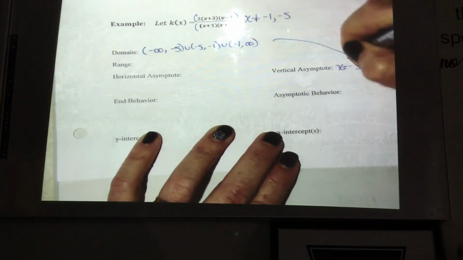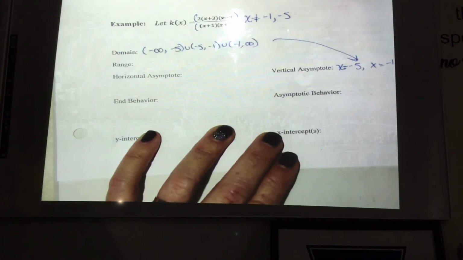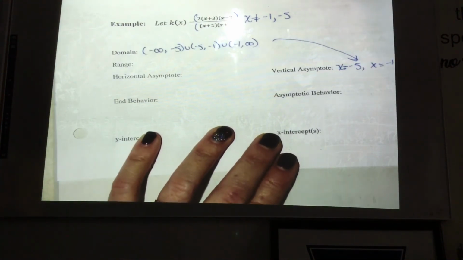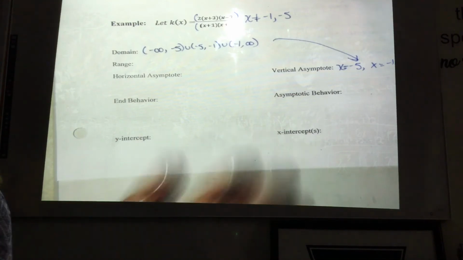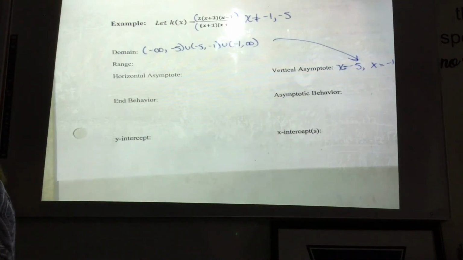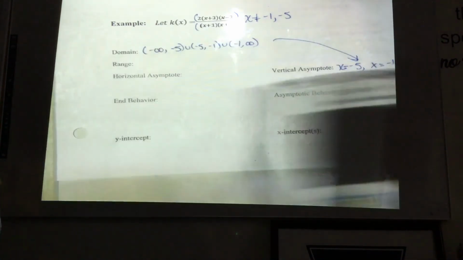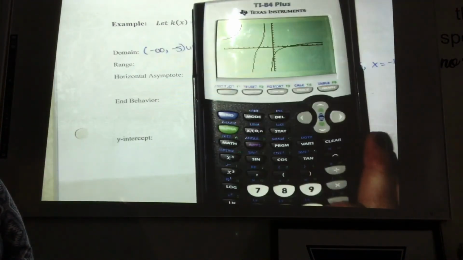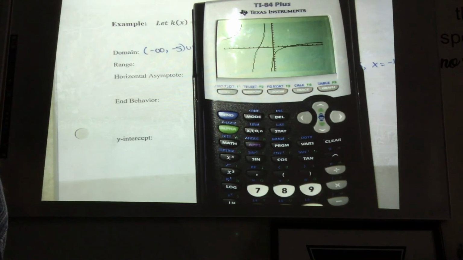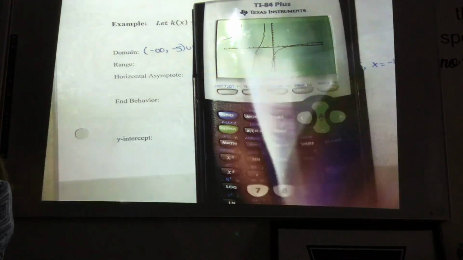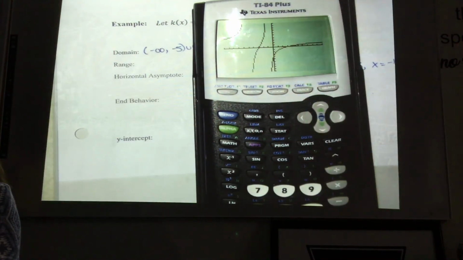Okay, so that leads right into my vertical asymptotes. Okay, now let's look at my range. Just looking at the graph, because I don't have a quadratic to solve that, so let's look at my graph. It's kind of funky. What trumps what here? I mean, which piece of this graph should I really be looking at?